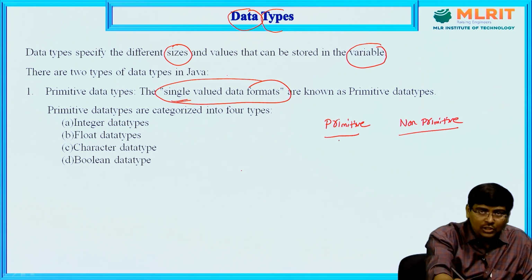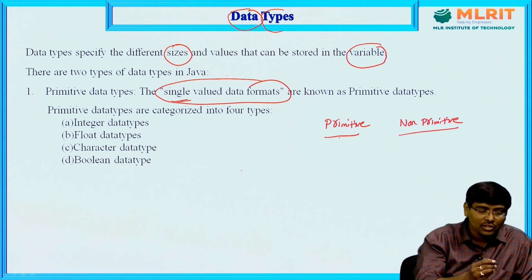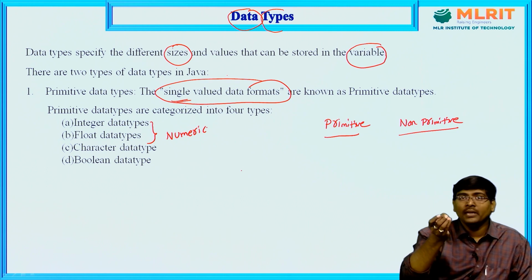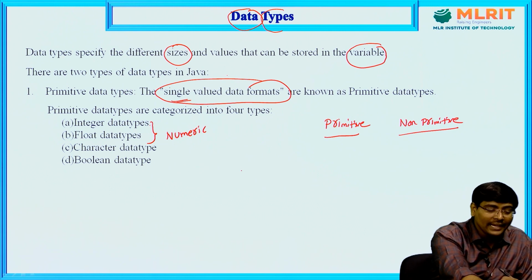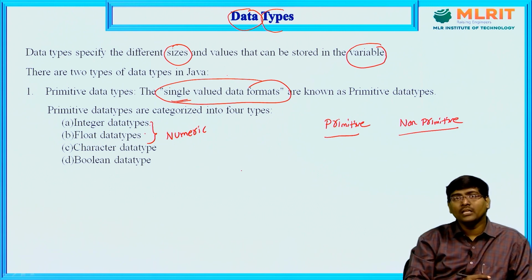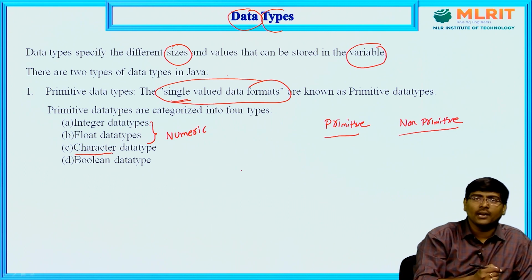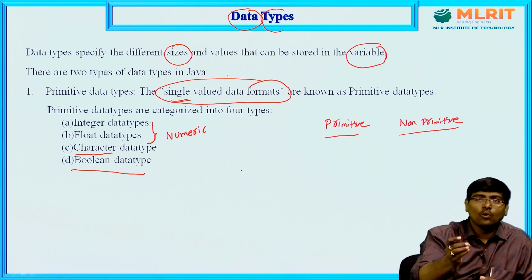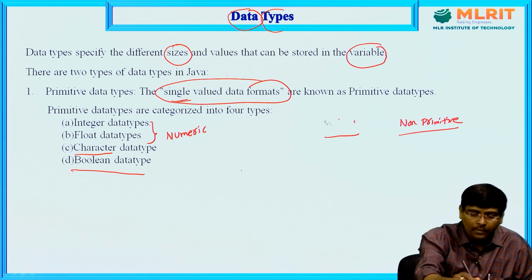First I will categorize the primitive data types. To store numeric data, they gave two classifications: one is the integer data type, the second one is the float data type. To store a character, we use the character data type. Finally, to store a boolean, we use boolean. These four are the primitive data types. Now, we will discuss them one by one.